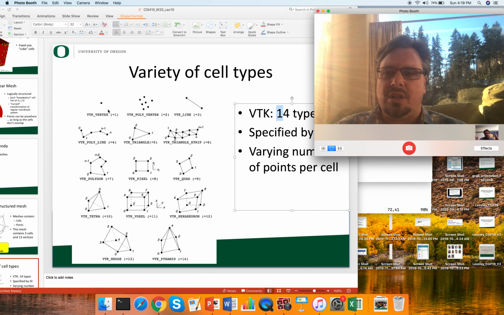And so, what are the cell types? A vertex, a polyvertex. I've personally never used a polyvertex. A line.